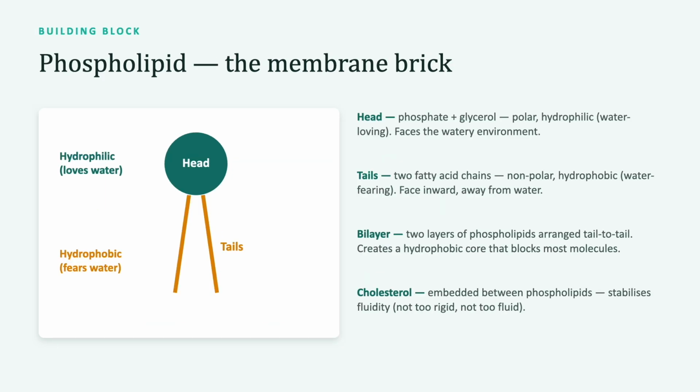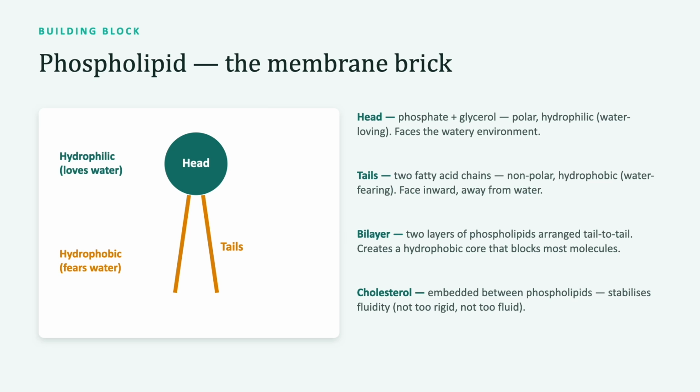Every membrane is built from one repeating unit, the phospholipid. Picture a lollipop with two sticks. The head is the round part made of phosphate group and glycerol. It is polar, hydrophilic, and water loving, so it faces outward toward the watery surroundings. The two tails are fatty acid chains, non-polar, hydrophobic, water-fearing. They tuck themselves inward away from water.